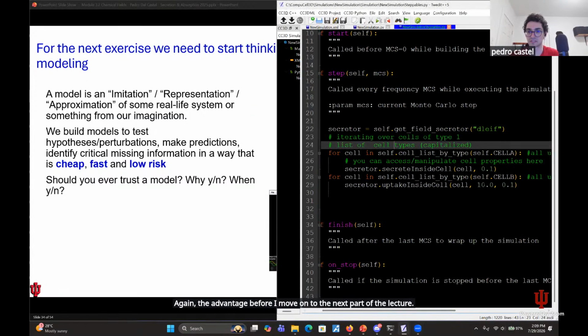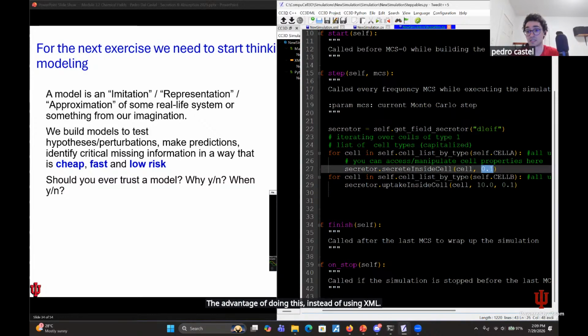The advantage of doing this, instead of using XML, is that instead of typing a 0.1, this can be a function of something. This could be a function of x, sine of x, right? This can be anything. It can be a real function of something. It can be dependent on time, dependent on anything you can imagine, okay? So you have complete freedom in Python to do whatever you want. And you can also change all these parameters from the outside.